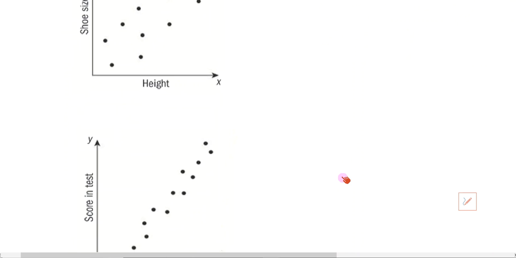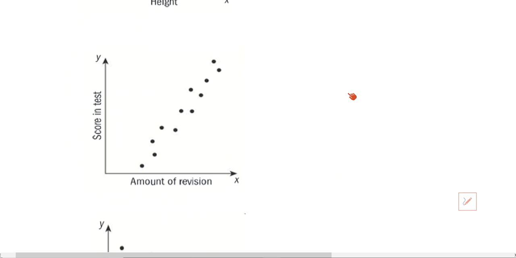Okay. What about the next one? Yeah, pretty strong. They like putting that amount of revision and score in a test. You might argue, disagree with that. What I find quite disheartening about this one is that it looks like I can do some revision and still get nothing in the test. Yeah, that's harsh, isn't it? But that's what they're suggesting.